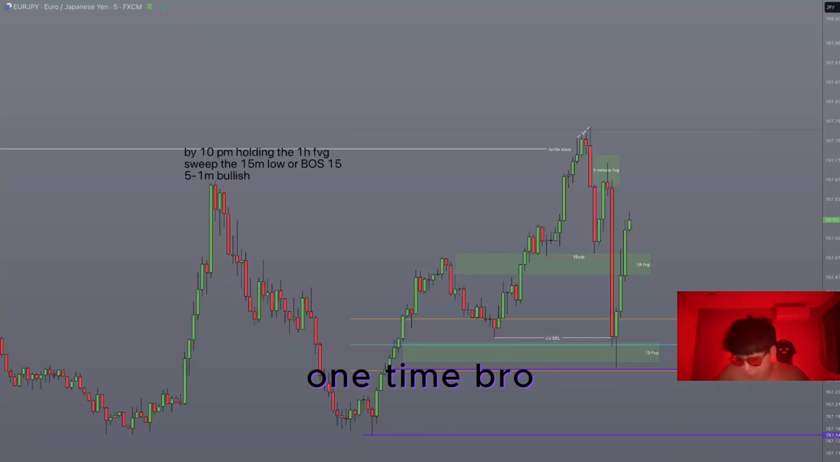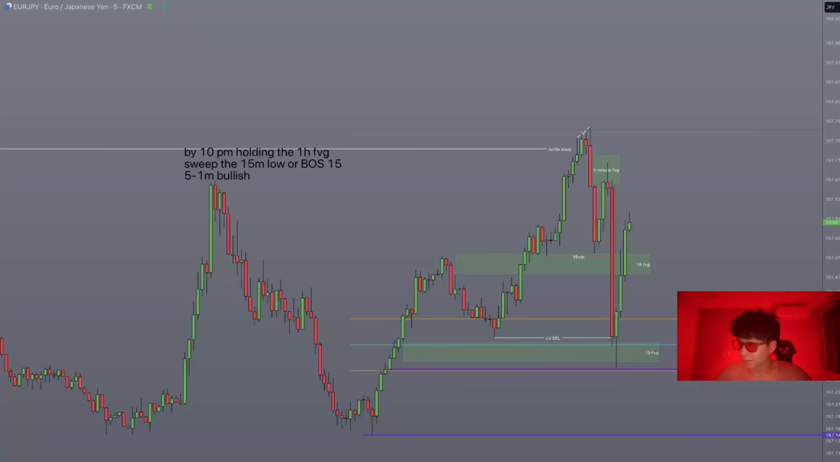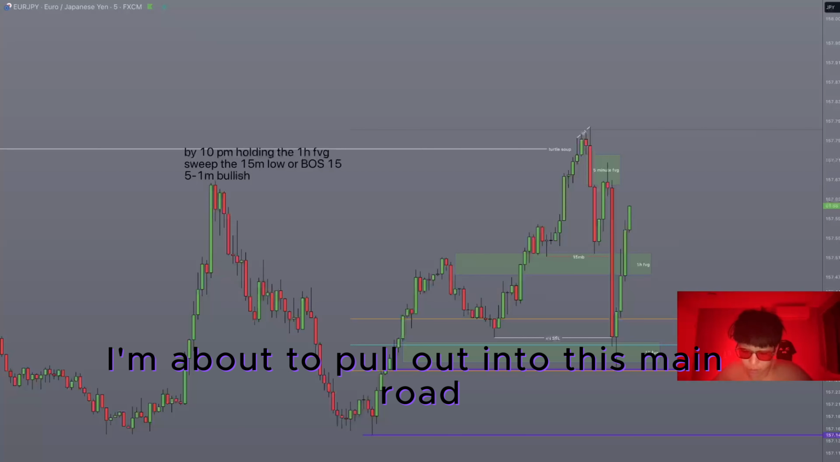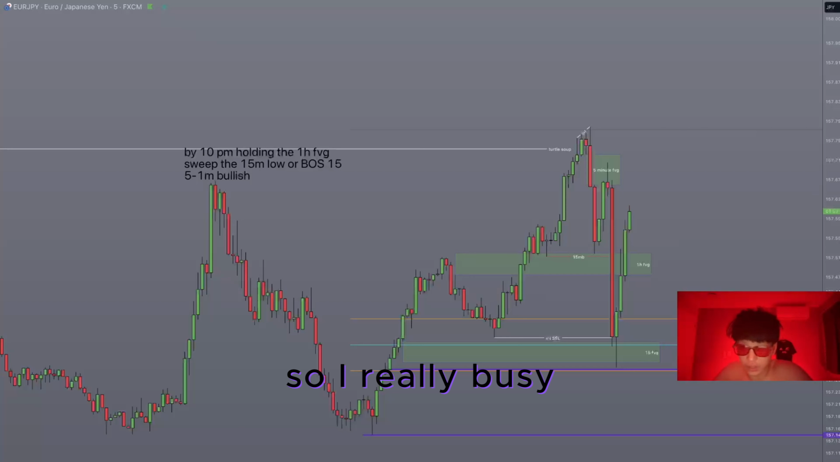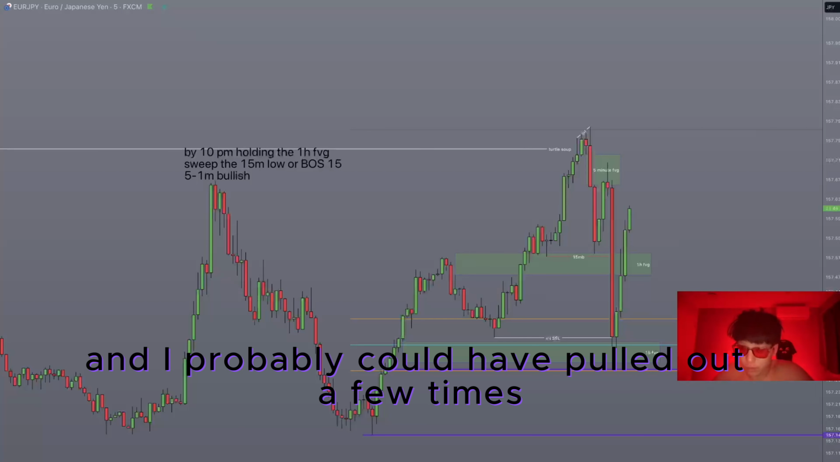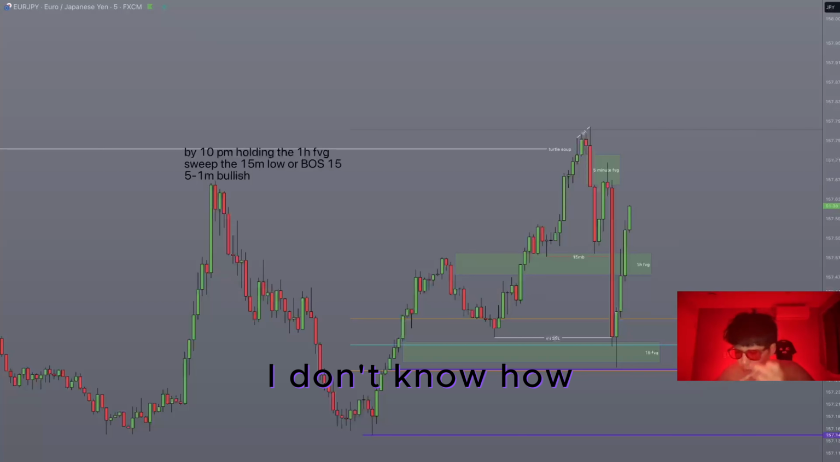Patience always pays out. One time, bro, I worked for a certain fast food company and I was doing deliveries, right? I'm driving on my bike and I'm going to this address and I'm about to pull out onto this main road. If you know where Manukau Road is, it's really busy. At the time it was peak lunch time, super busy and a bunch of cars. I probably could have pulled out a few times, but it would have been super dangerous and I would have nearly got hit. And I just remember, I don't know how I thought of this, maybe it was God, maybe it was the universe, but in my head, I was just thinking, patience pays out, patience pays out.